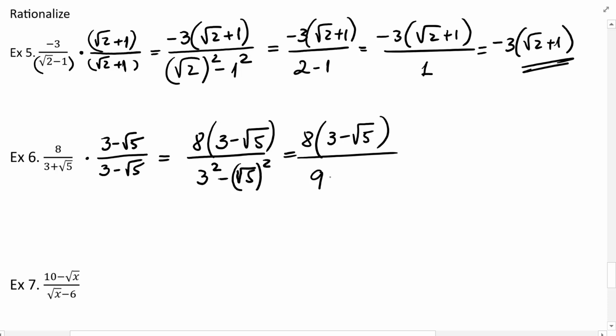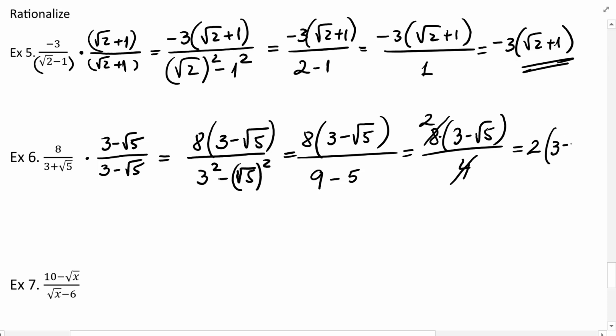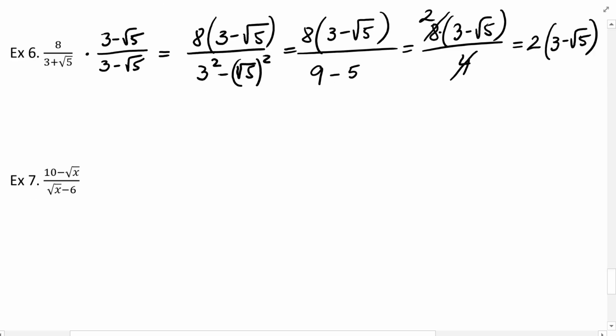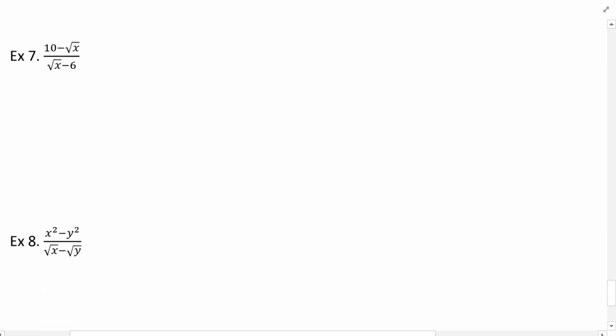We get at the denominator 9 minus 5, so it means 8 times 3 minus square root of 5 over 4, right? So we can immediately say that because we have multiplication here, 8 divided by 4 is 2, so the final answer is 2 times 3 minus square root of 5. While if you multiply, you might not notice that you have common factors. Let's take a look at 7.